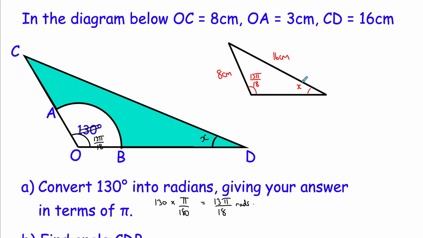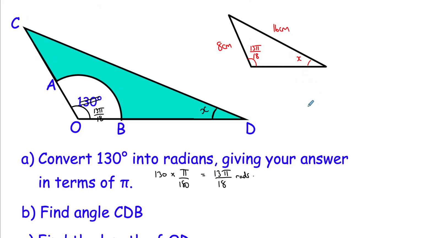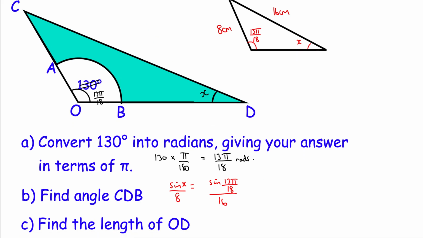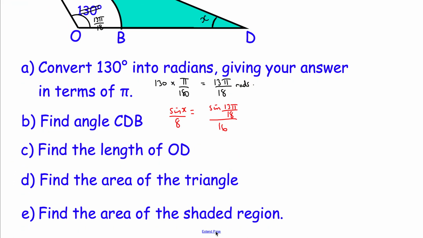So to find out X, hopefully you can spot that we're going to need the sine rule this time. So sine X over 8 is equal to sine of 13 pi over 18 over 16. So sine X, sorry, I'm running out of room, I'm going to just bring these questions out of the way.